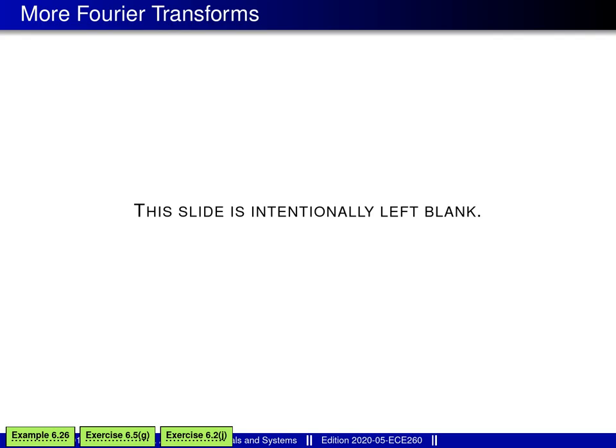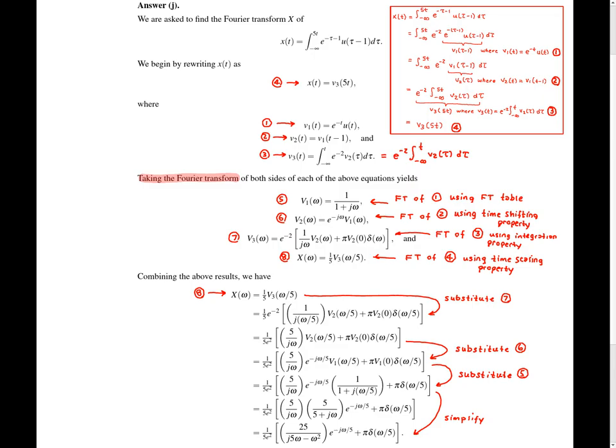The last example I'd like to consider is exercise 6.2j. In this example, we're asked to find the Fourier transform big X of the function little x, where little x is given by this particular formula here. And if we look more carefully at this particular equation for little x, we can see that there's going to be a number of different properties and or Fourier transform pairs involved in the solution to this problem.